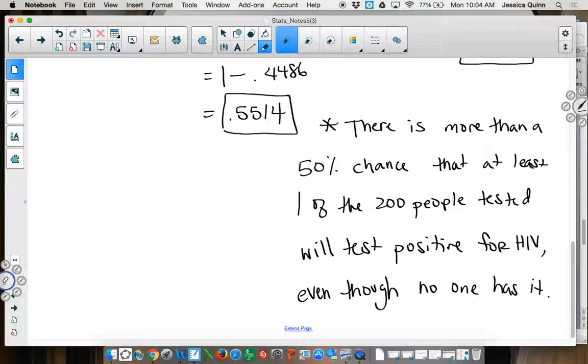So does each person being picked have a 50% chance? No. It just means of these 200 people, there's a 50-50 shot that at least one false positive is going to show up. So I might do 200 people today and get no false positives, and 200 people tomorrow and get a false positive. It's not that each person has a 50% chance, each person has a 0.004 probability that they're going to get a false positive.